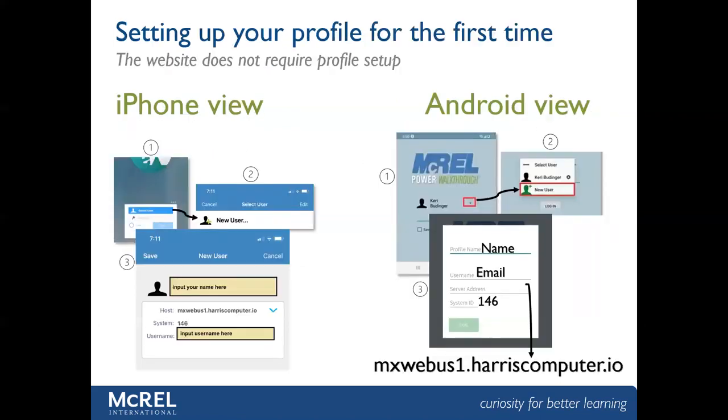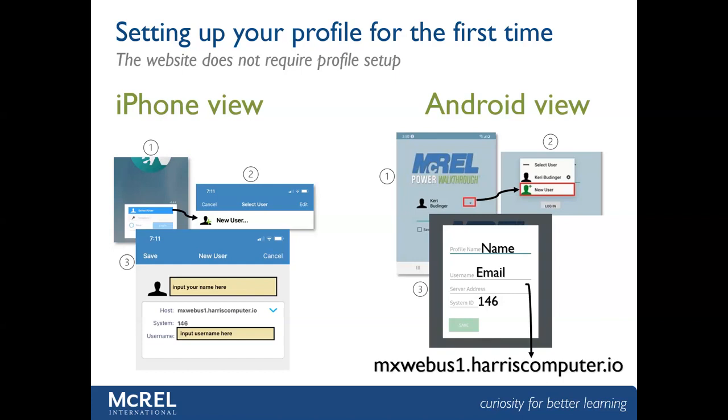When you're using an app, there is a one-time setup for your profile. The website doesn't require this, so you would simply put in your credentials and you'd gain access. However, if you're using an app, there's 2 or 3 steps to get started. If you're looking at the left of the screen and you have an iPhone, you'll select the blue rectangle to select user. And when the menu appears, you'll go into new user to open your final menu.